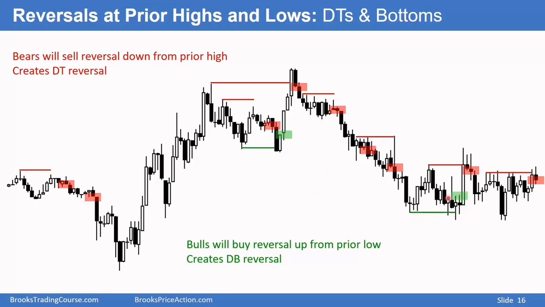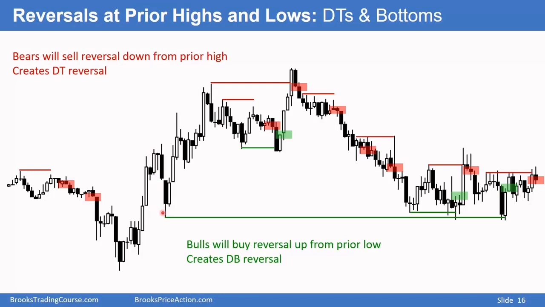Bear trend, trying to resume down. The bulls bought, and they bought again. The bears tried to reverse down and failed. Double bottom, this low and that low, and micro double bottom, this low and that low. A bull bar, traders will buy on a stop right here.